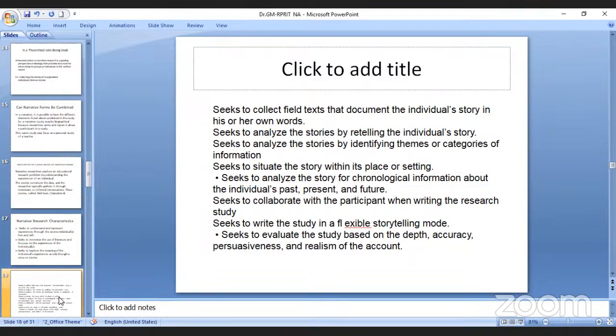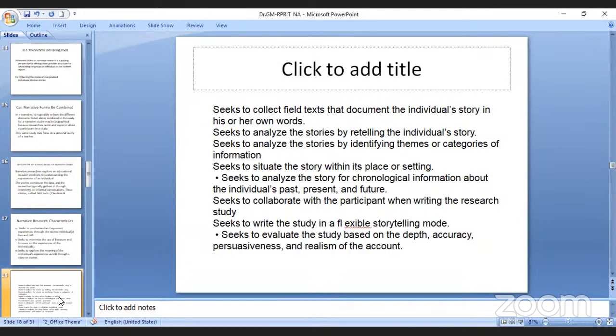Then it seeks to analyze chronological information about the individual's past, present, and future. The past life was like this, the present lifestyle is this, and the future you will live likewise. You have to divide the story in a chronological manner.